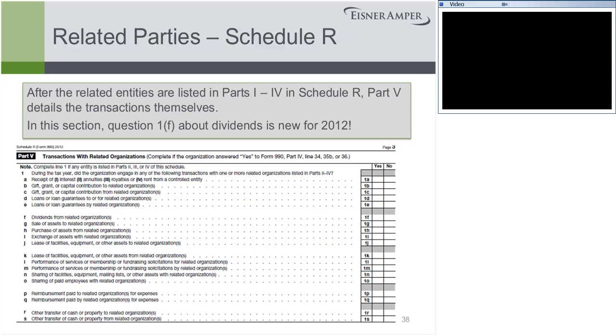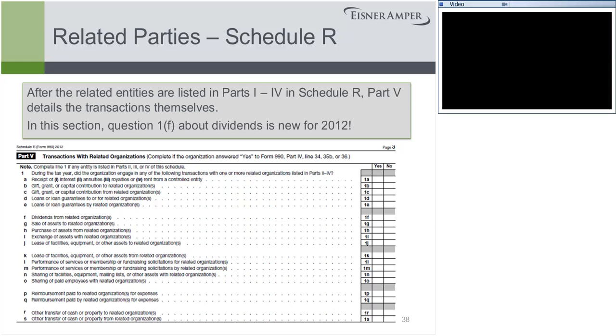But other than that, nothing has really changed in this schedule. So you'll go about checking, maybe you're sharing space, you're sharing employees, there's reimbursements paid, there's transfer of cash, et cetera. You check the box. The boxes have different thresholds, so just make sure when you're checking this box that you know the threshold for answering. If it's not over $25,000, you may not actually have to check the box.